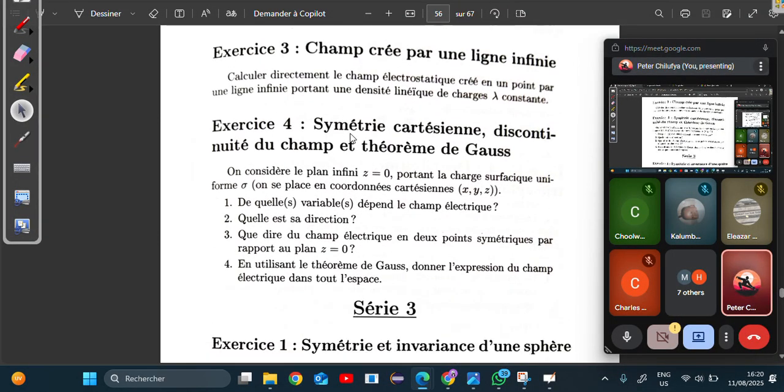Yeah. So we're going to use the theorem de Gauss, but for you to use the theorem de Gauss, you also have to apply a concept of symmetry. Okay.